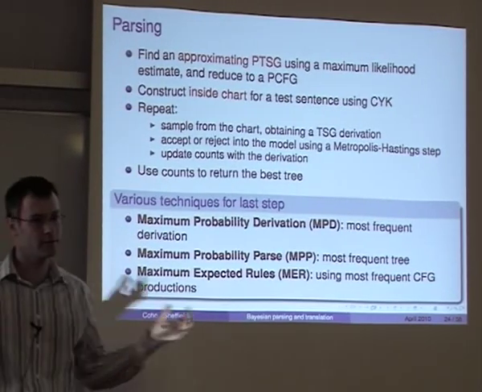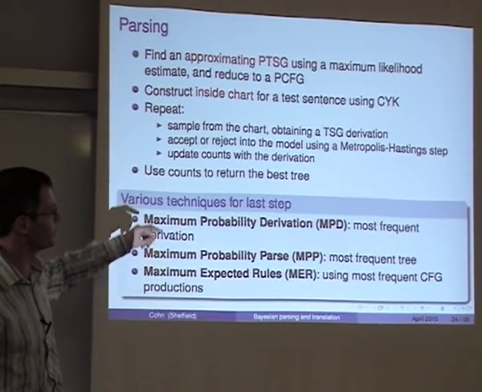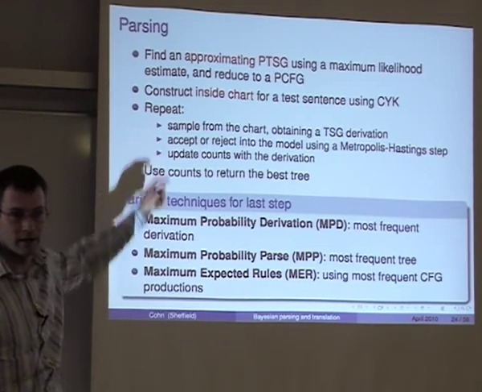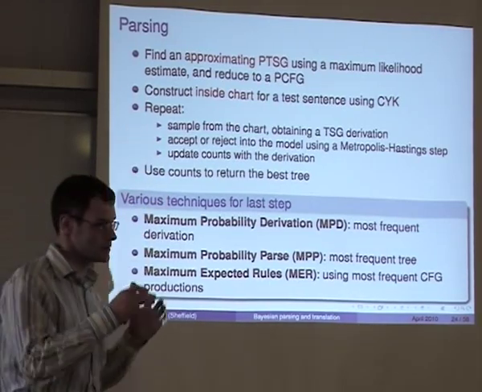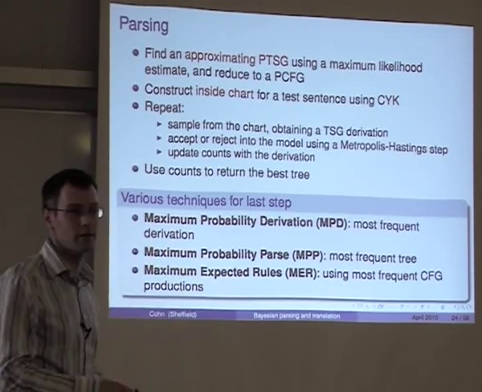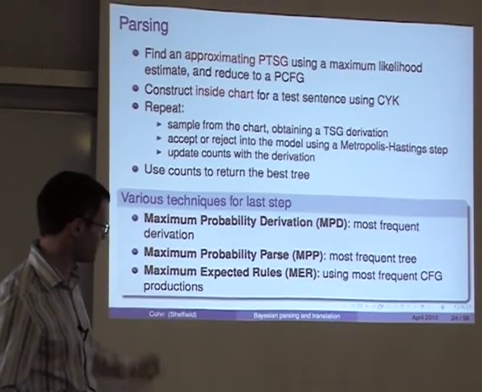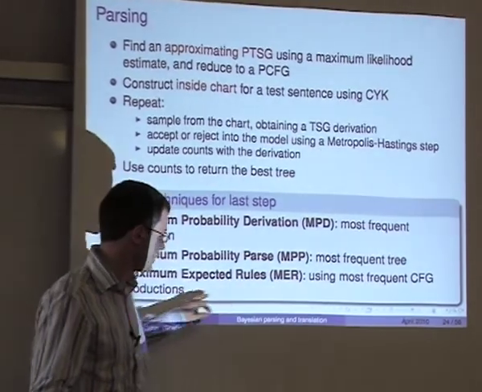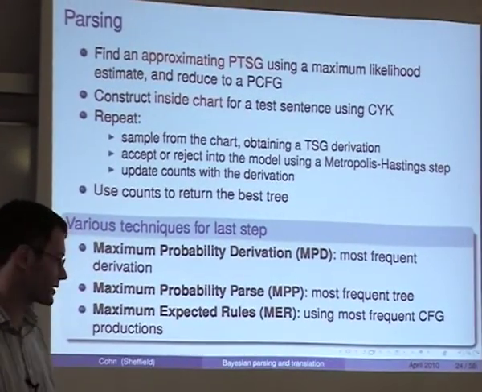The probability for an 80-word sentence of getting the same tree twice from this sampling arrangement is going to be exceedingly low, just because there's so much space of possible trees. And so the best approach is to use this maximum expected rules method.